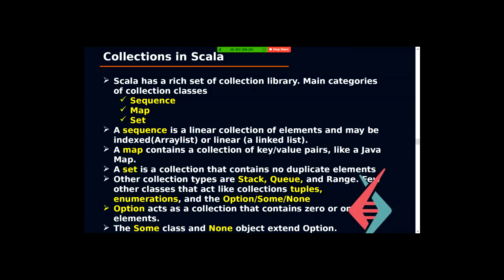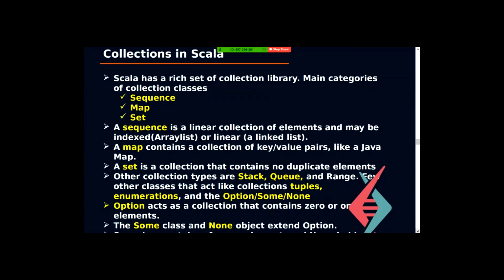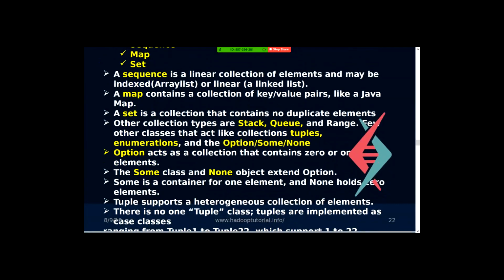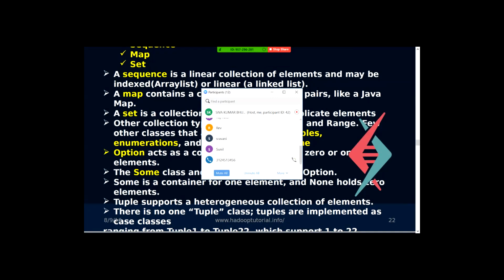Other than these three popular ones, we also have some other collection types, maybe very rarely used, like stack, queue, and tuples. Tuples are another popular one that we'll see. And there is one collection type that is called option. Option acts as a collection that contains 0 or 1 element. And under this option collection, you have two subclasses, Some and None. Some means you will have 1 element, and None means you will not have any element.